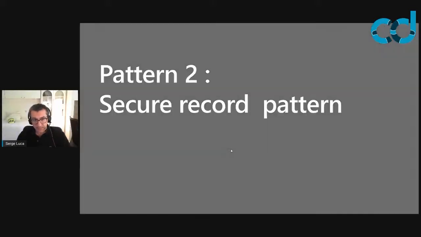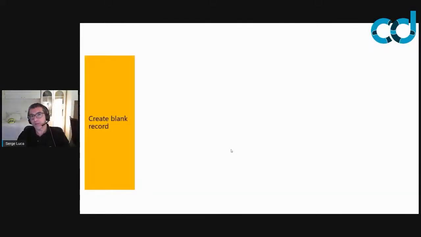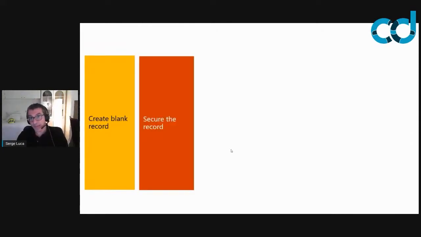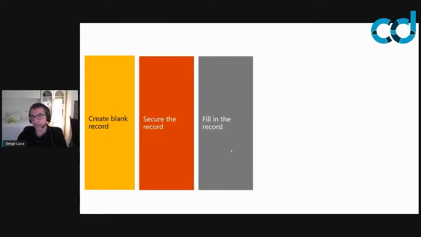The second pattern is the secure record pattern. What is that? Well, when you have to deal with security, this is how I work. I create a blank record. So I have a flow that creates a blank record, and then I secure the blank record, and then I fill in the blank record, right? So I never create a record, put information, and then secure it. No, it must be blank and then secure.